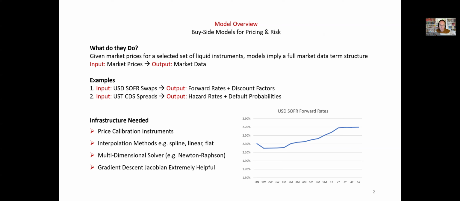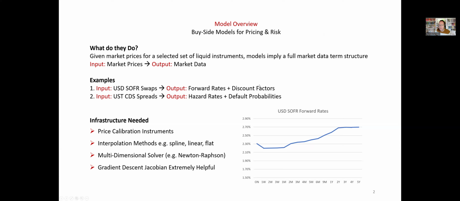We're typically going to get a finite set of points. We're going to get market data on maybe the 1 year point, the 5 year, the 10 year. We're not going to get all market data, but we need market data for all time points. And that's what I mean by full market data term structure. We want to know what is the market data on every time point.